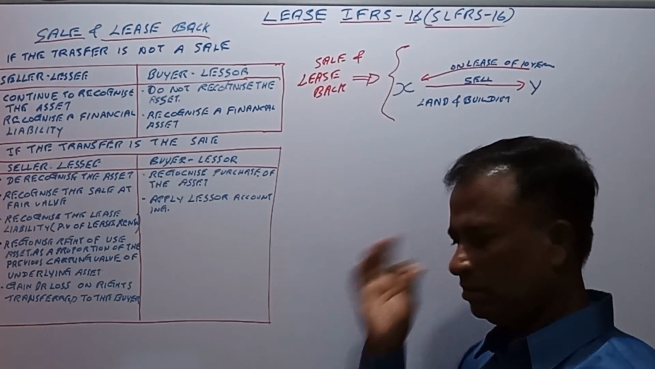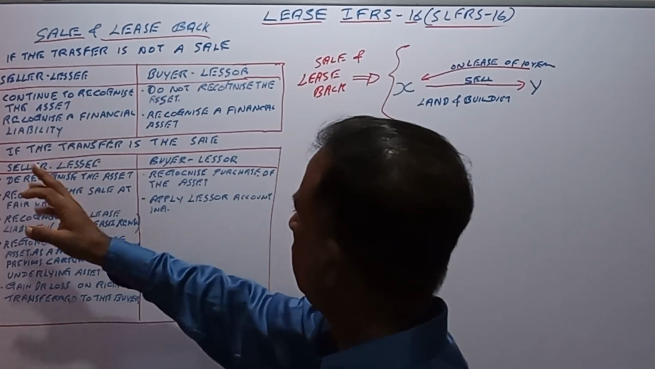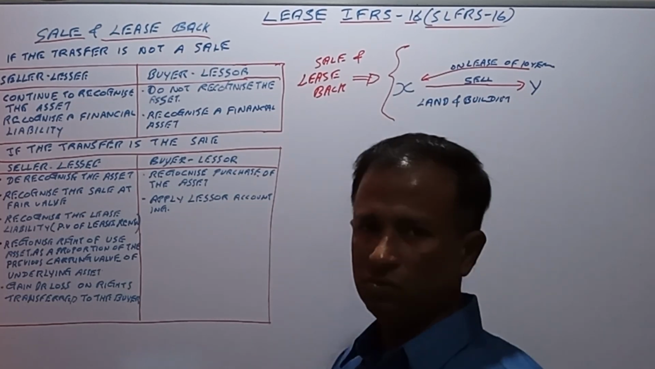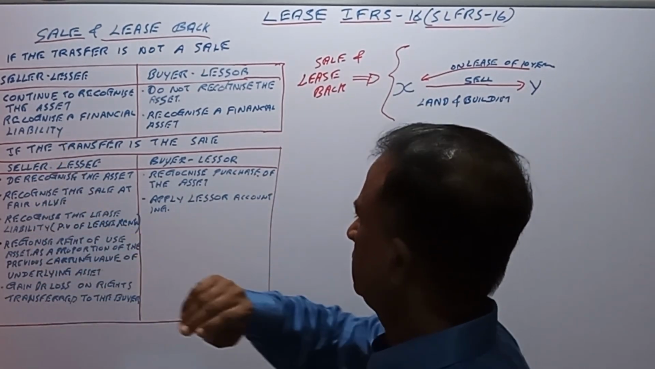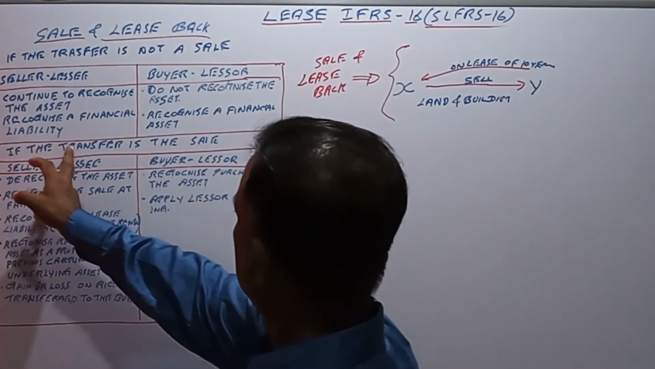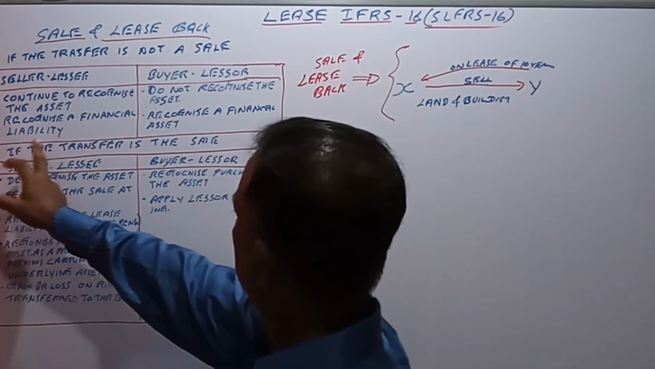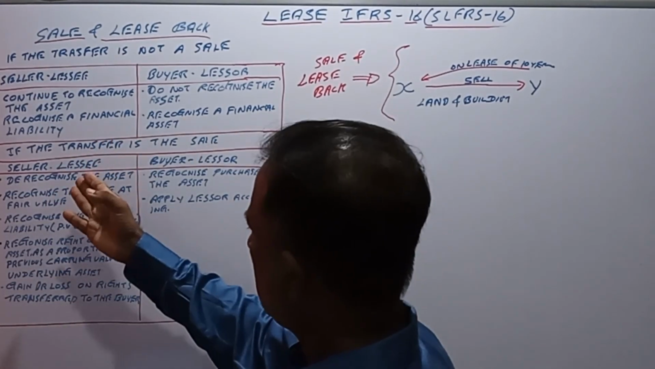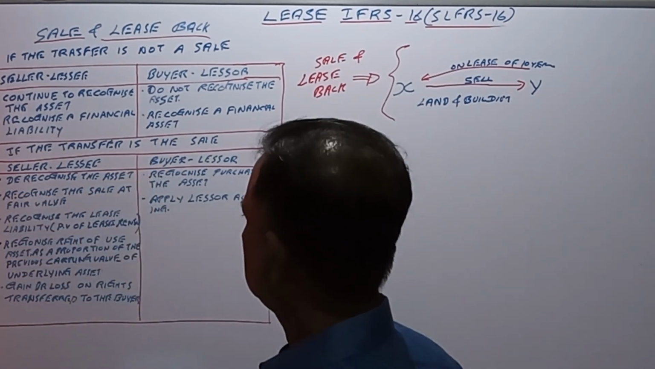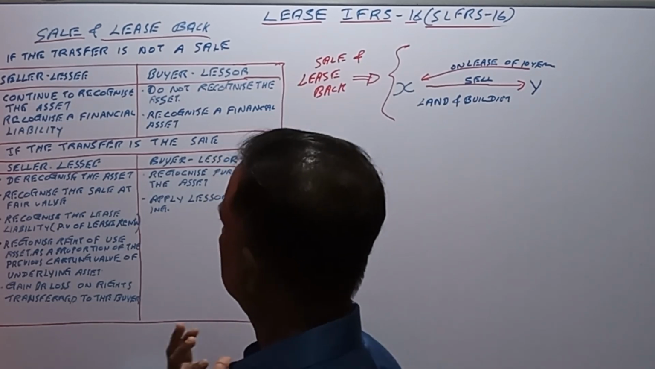Second one is, if the transfer is the sale. The seller and lessee has to do so many adjustments. This is the abnormal happening for the seller and lessee. If the transfer is the sale, on the part of the seller and lessee, de-recognize the asset. First, de-recognize.